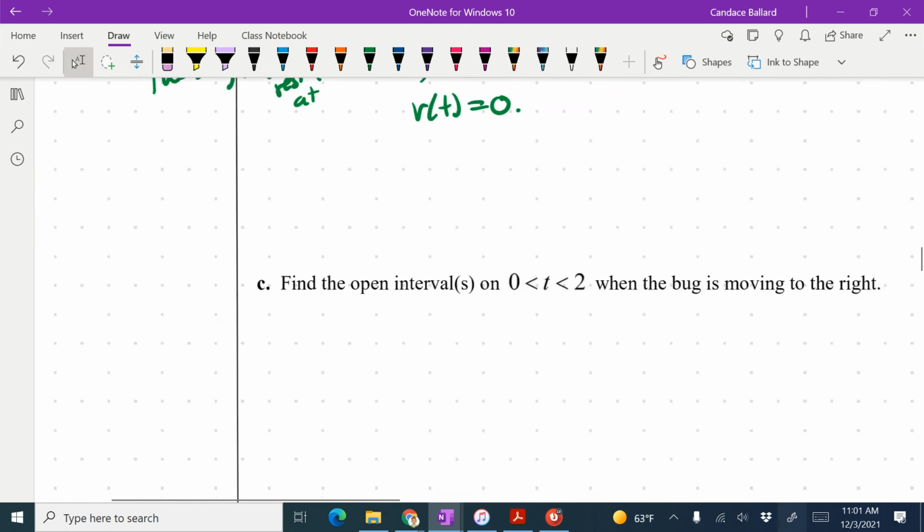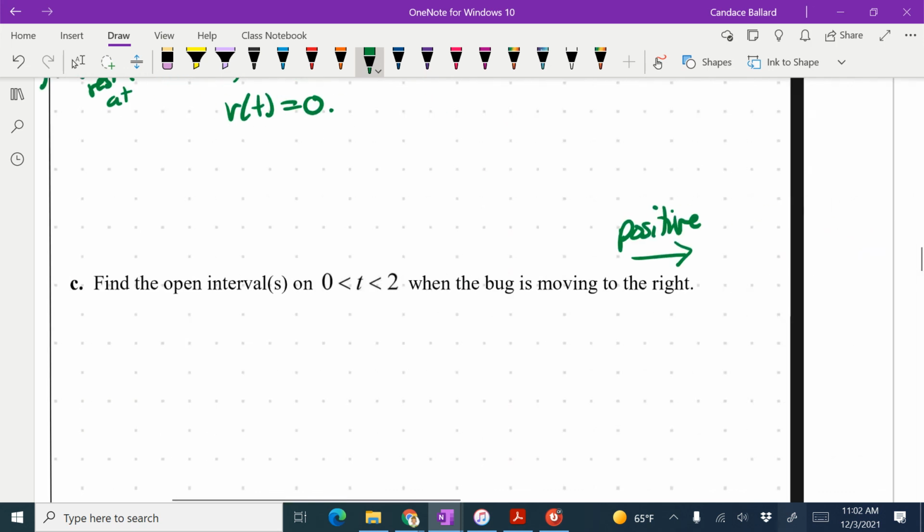So it says find the open intervals on 0 to 2 when the bug is moving to the right. We kind of talked about this in the last one. When we're moving to the right, is that a positive direction or a negative direction? Positive, right? We talked about it in the last question. When I am positive, am I above the x-axis or am I below the x-axis? I'm going to be above, right? So positive is above the x-axis.